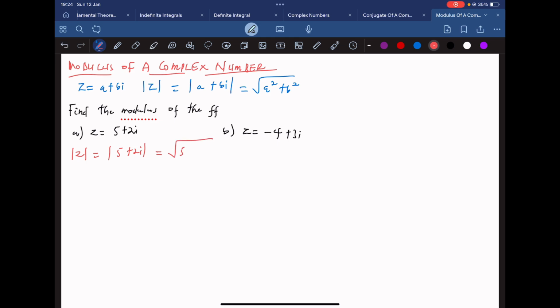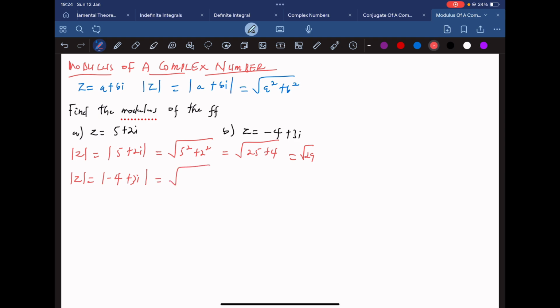So you have the square root of 5 squared plus 2 squared. And this is square root of 25 plus 4. And this will give a root of 29. You can't simplify this any further, so you just have to leave it as it is. Okay. For the b, we have modulus of z to be equal to the modulus of negative 4 plus 3i.